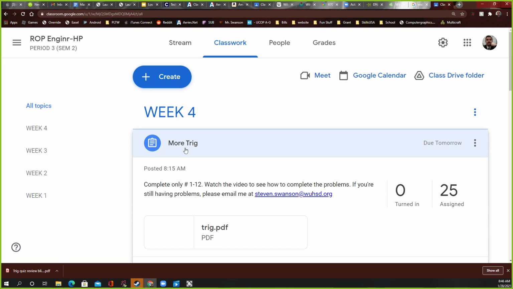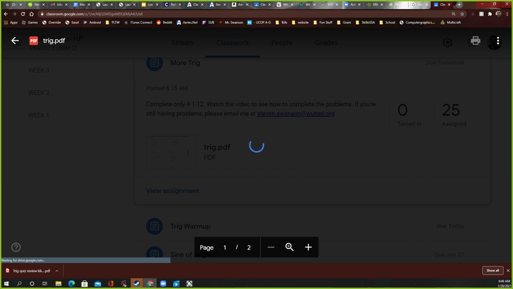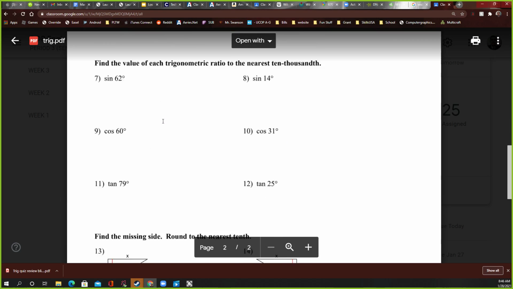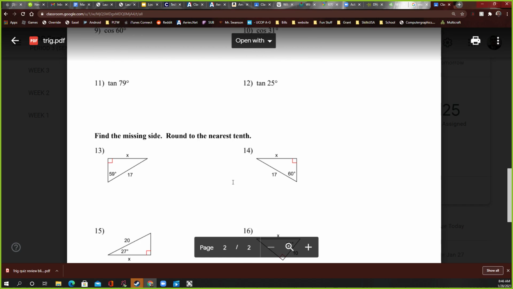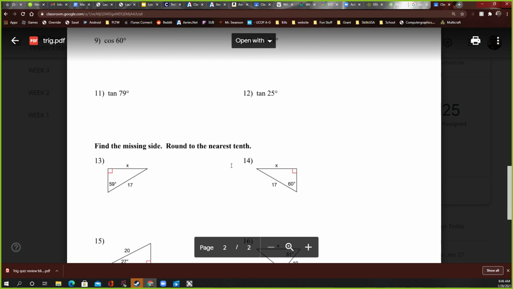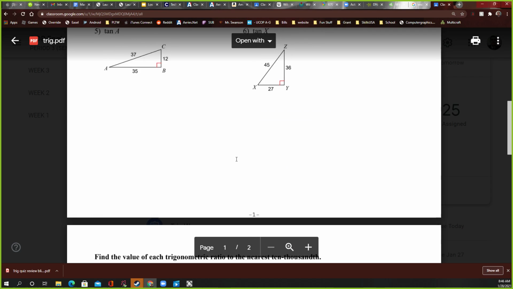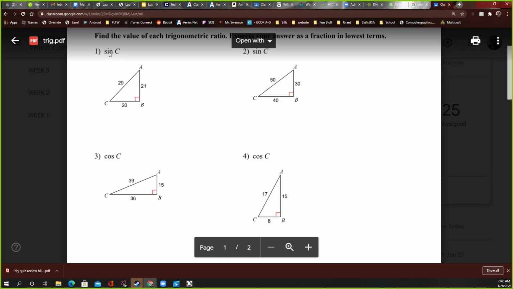More trig is your assignment today. Let's go here. It says to only do number 1 through 12. So you're going to do these 6, then you're going to do these 6, and that's it. You do not need to move here. We'll do that tomorrow. So these 6 right here, it says find C right here. So you see C right here?